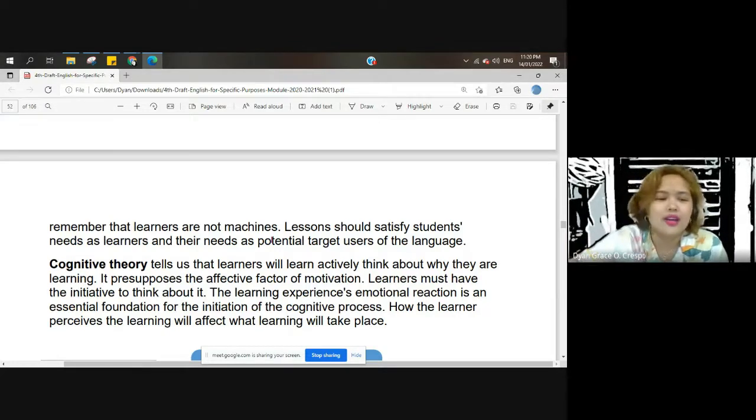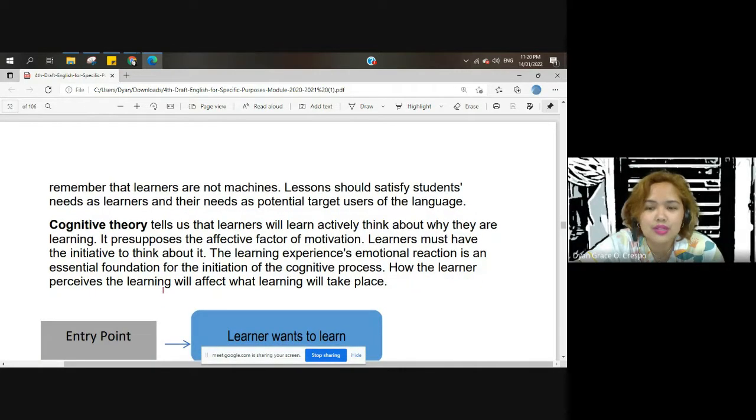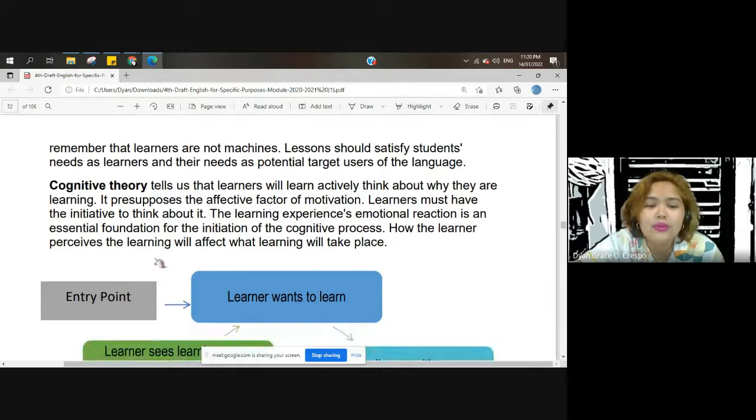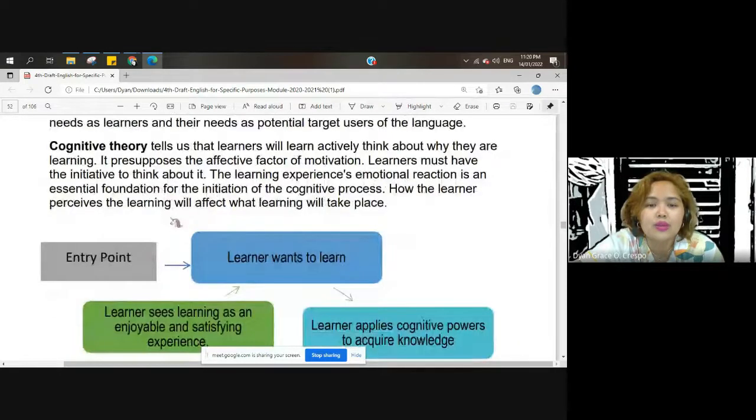Okay. Cognitive theory naman tells us that learners will learn actively, think about what they are learning, and it presupposes the effective factor of motivation. Learners must have the initiative to think about the learning experience. Emotional reaction is an essential foundation for the initiation of the cognitive process. How the learner perceives the learning will affect what learning will take place.